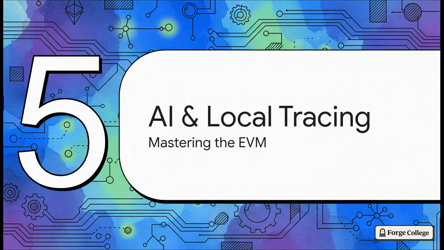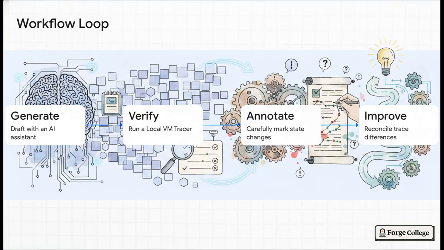Section 5, AI and local tracing. So, the big question. How do we avoid burning our precious gas on failing transactions? Well, by building a rock-solid tracing workflow. We can do this using a really slick 4-step loop.